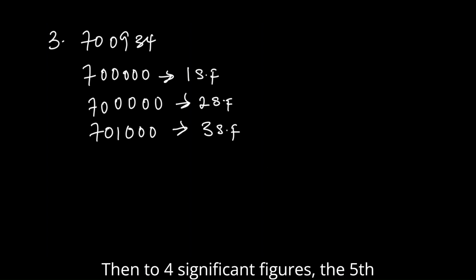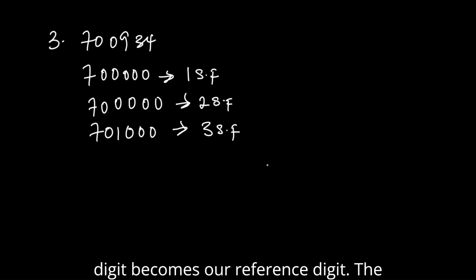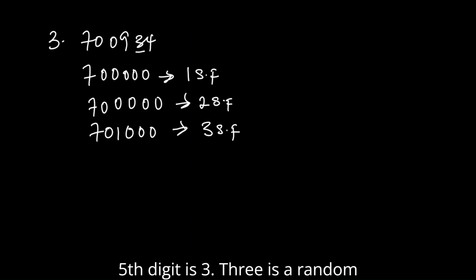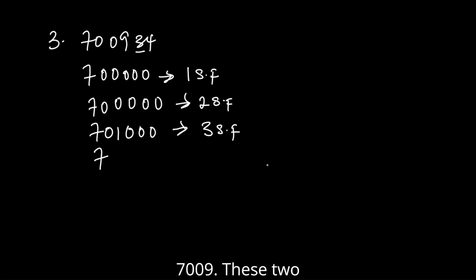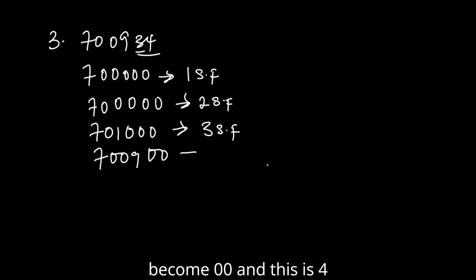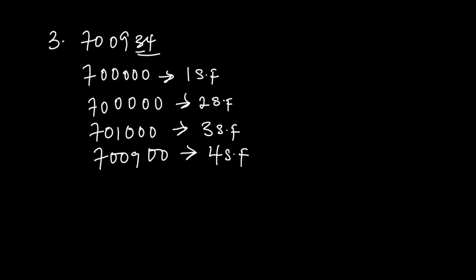Then to four significant figures, the fifth digit becomes our reference digit. The fifth digit is 3. 3 is a round down digit, therefore the preceding digit remains the same. So we have 7009. These two become 00, and this is four significant figures.